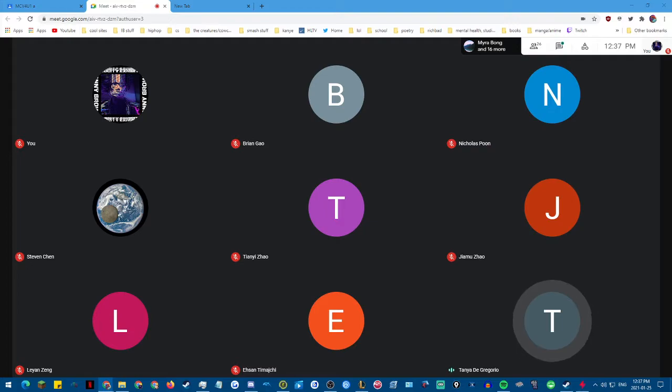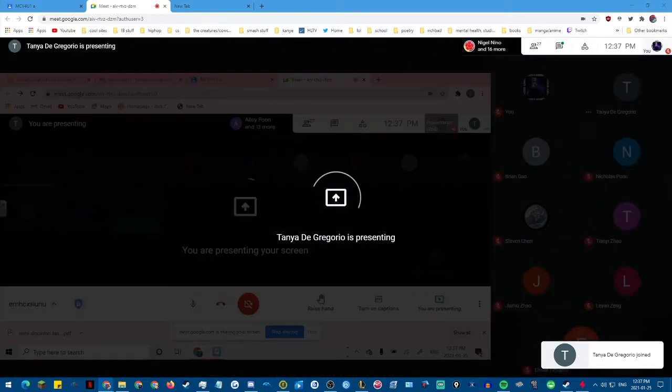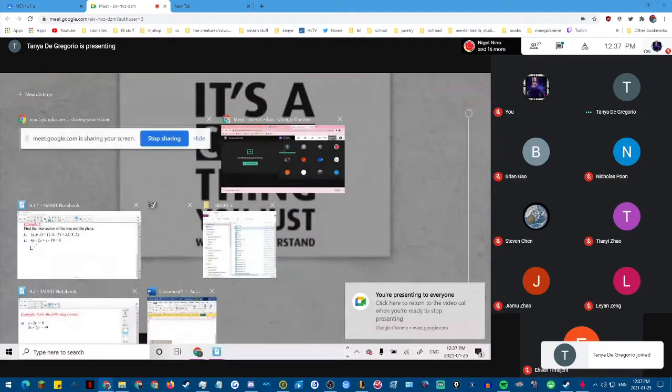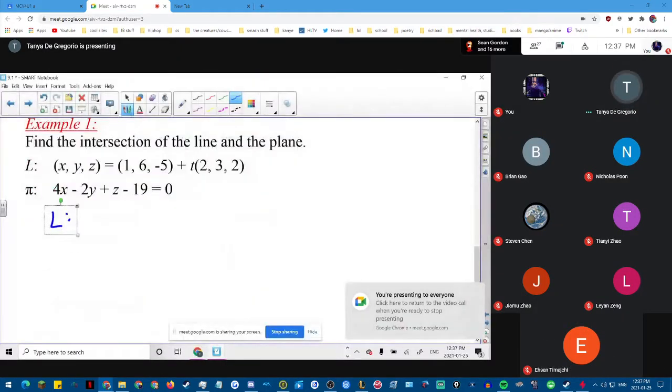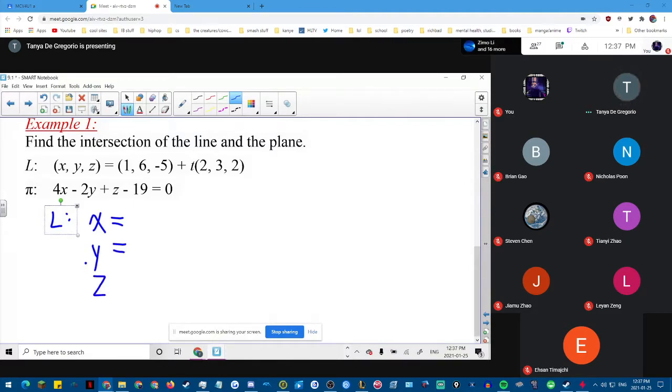So let's find parametrics of the line. So finding parametrics. Okay, so finding parametrics of the line. What do I have? Who can tell me what I have? x equals 1 plus 2t, y equals 6 plus 3t, z equals negative 5 plus 2t.